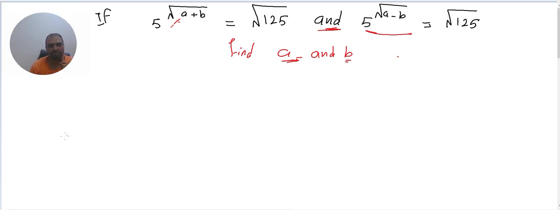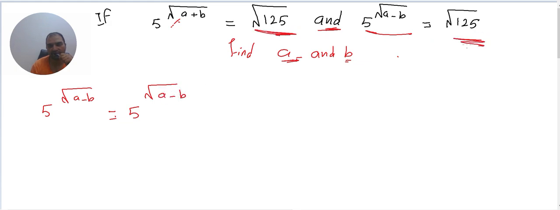Write the reverse relation, 5 power square root of (a minus b) equivalent to 5 power square root of (a plus b), because the answers here were equivalent, we have 125 under square root. The two bases are equivalent, then the two powers are equal. Then square root of (a plus b) is equivalent to square root of (a minus b).